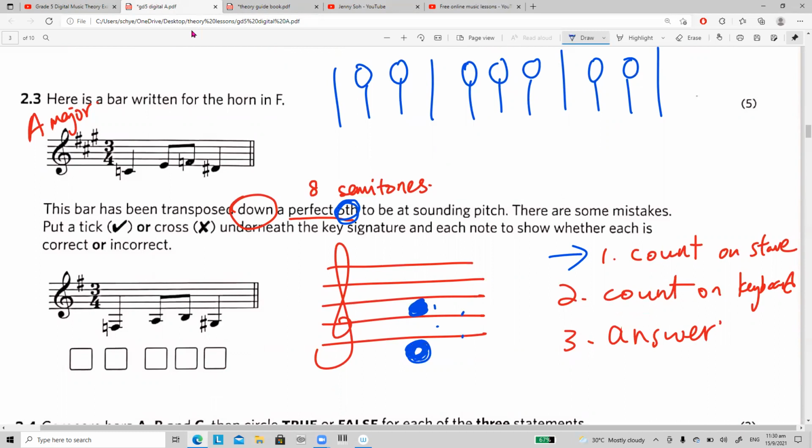Okay, after counting 5 steps on the stave, you get from A to D. So you must remember to count on the stave first. After counting on the stave, only then you count the keyboard. So for the keyboard, we don't count 5 steps, you have to count 8 semitones. Okay, so starting from A is here. A is 1 step. 1, 2, 3, 4, 5, 6, 7, 8. Okay, so after 8 steps, you land on D. So the original key is A major. The new key will be D major.